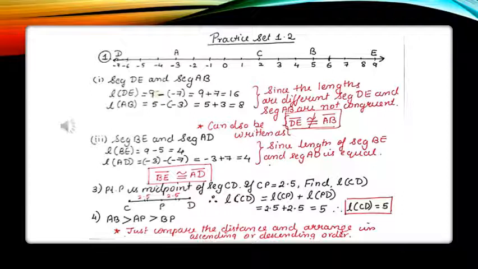Same we solve for the third sub question, BE and AD. The distance between BE comes to 4 and AD also comes to 4, and therefore they are congruent. This sign over here is the congruent sign. And when the segments are not congruent, you just use the same sign with a strike on it.